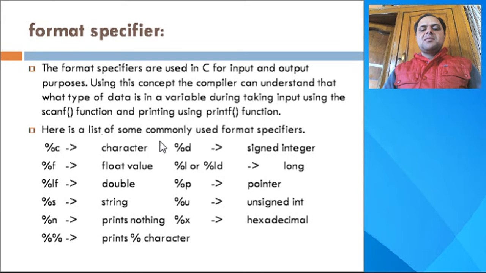So here is a list of some commonly used format specifiers. %c is for character. %f is for a float variable. %d is for signed integer. %ld is for long, %lf for double, %p is for pointer, %s is for string, %u is for unsigned int, %n prints nothing, %x is hexadecimal, and %% prints the percent character. There are many other format specifiers also, but these are the commonly used ones in C.